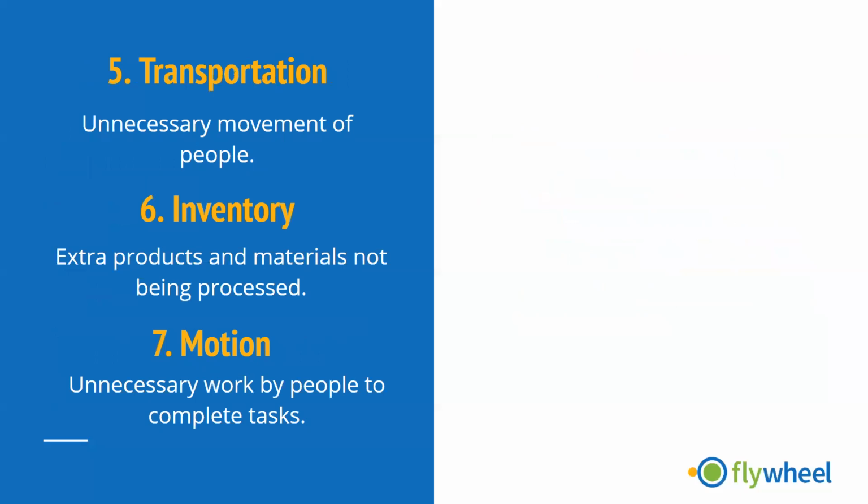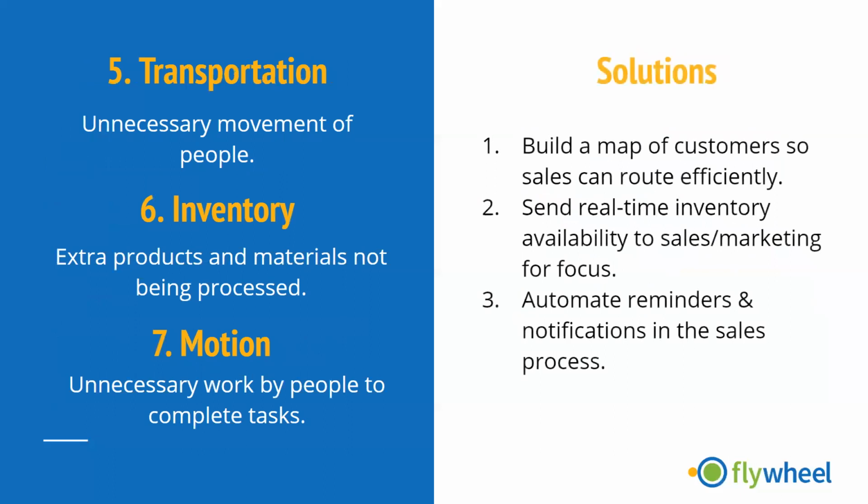This is a few more that are on the list. So I just want to throw out transportation, inventory, and motion. These are just wastes that we oftentimes talk about in Lean. Under the solution side, we recommend you build a map of customers so that you can sell efficiently if you're out in the field. Make sure that you give salespeople real-time information about what's available so they can sell it. Or if there's a concern in demand, that they can focus on selling a product where there's too much of it. And then again, automate reminders. Salespeople need to be focused on selling, not on trying to remember what to do.